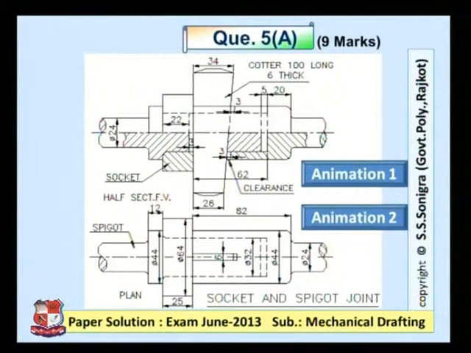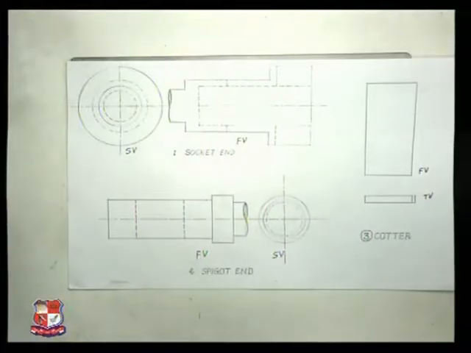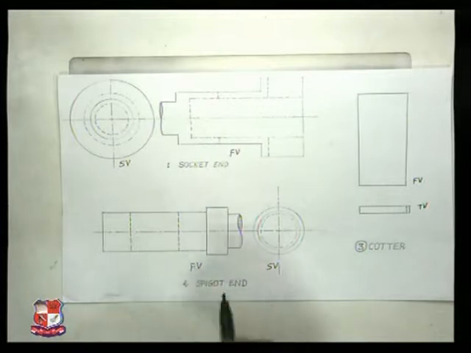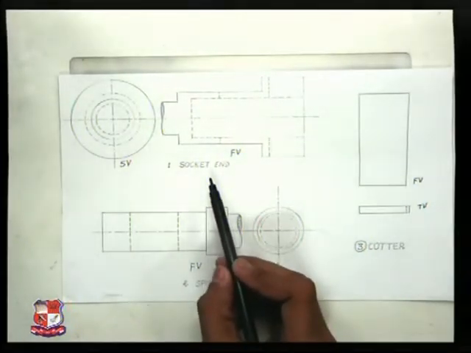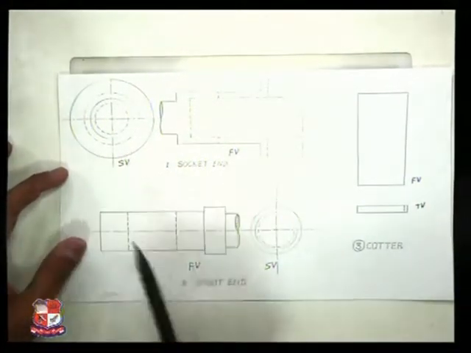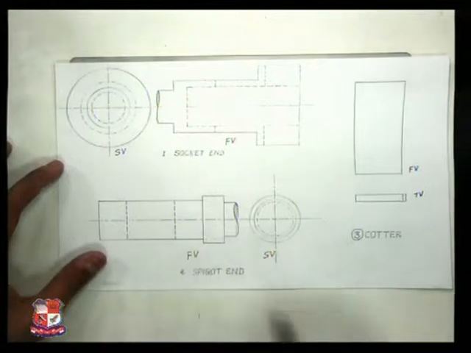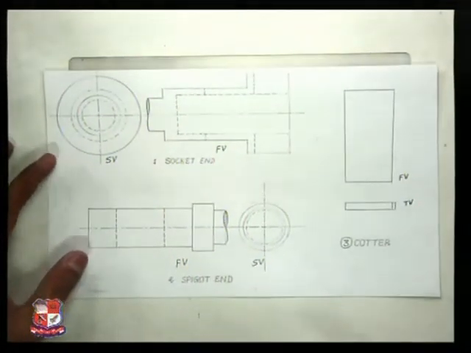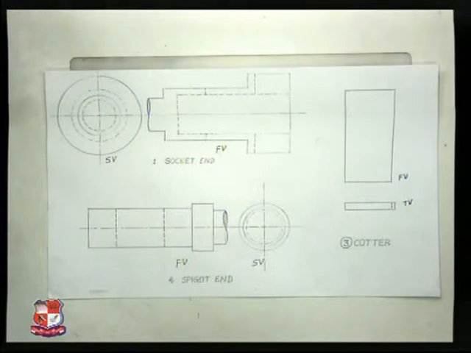Now we had drawn the solution of this paper in the earlier discussions. Right now I will show you just the solution of that problem. It is to be drawn like this. You can see here 3 views are to be drawn like this. Here socket end is there. This is the socket end. This is front view of the socket. This is side view, spigot end, side view and front view, cotter, front view and top view. You can easily draw because the dimensions are given in the assembly.